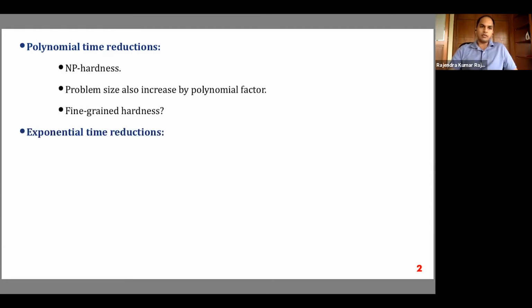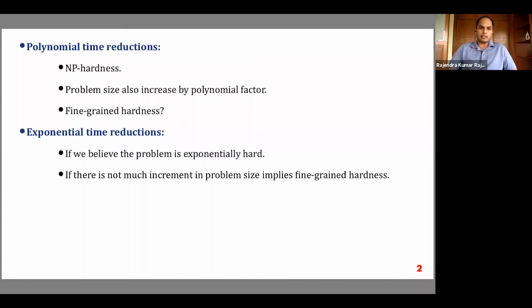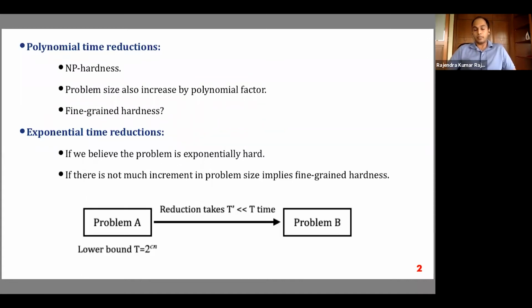And so that's why we move to exponential time reductions. These reductions are good only if we believe that the problem is exponentially hard. In this case, if we are able to find a reduction in which the problem size does not increase much, then it implies a fine-grained hardness. So let's see this through an example. We have two problems, A and B. For problem A, we know a lower bound T. And if we can have a reduction from A to B, which takes time T prime, where T prime is significantly less than T, then the fine-grained hardness of B is almost the fine-grained hardness of problem A.